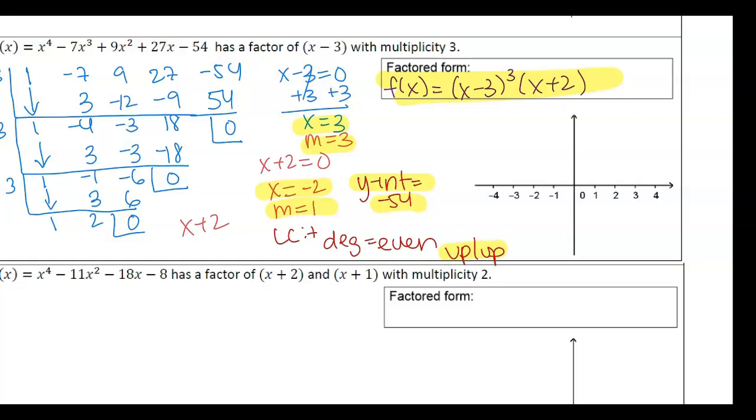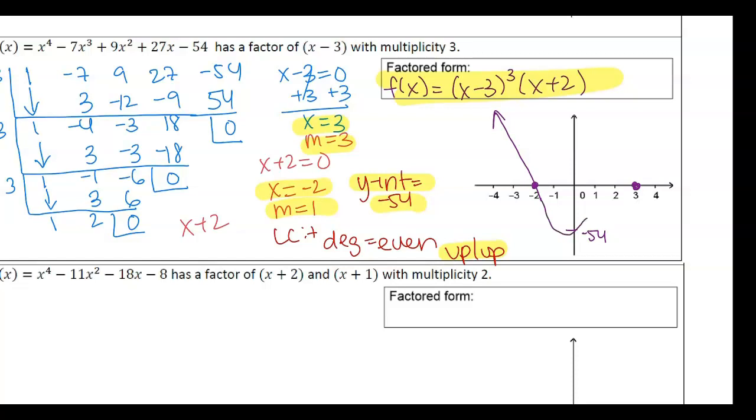All right, for my graph, I have a y-intercept down here at negative 54, and I have these x-intercepts, 3 and negative 2. If you get stuck with graphing these guys, please look up. I'm going to have it come down this way. It's going to cross through. I'm going to have it come down here to 54. I'm going to have it go up this way.